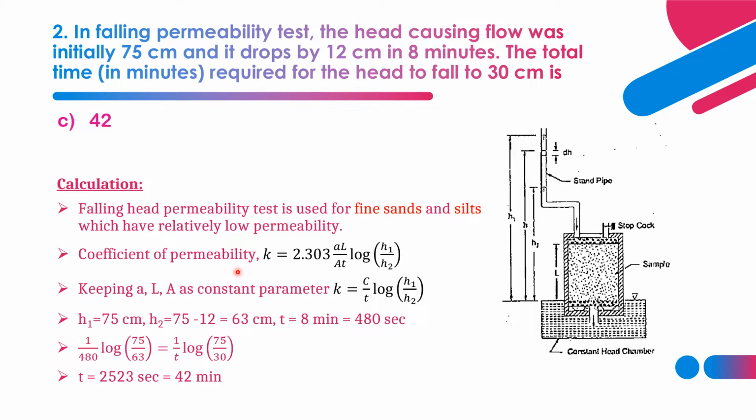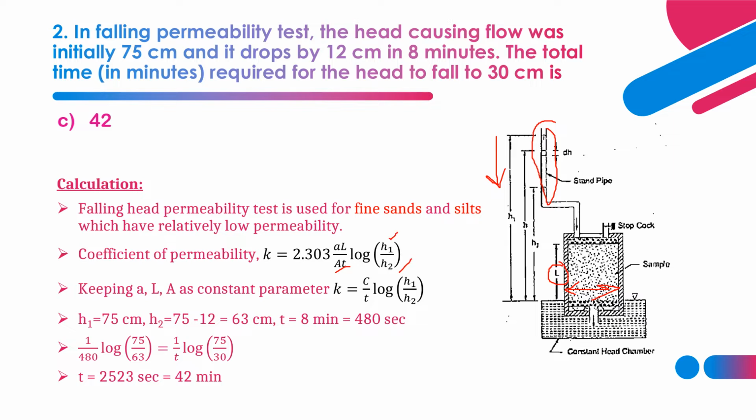Now here we shall consider the variable head permeability test, and coefficient of permeability is given by K = 2.303 aL/AT log(h1/h2). So what is small a? Small a is the cross-sectional area of the standpipe. What is L? L is the length of soil sample. And what is capital A? Capital A is the cross-sectional area of soil sample. And what is T? T is the time required to fall from head h1 to head h2.